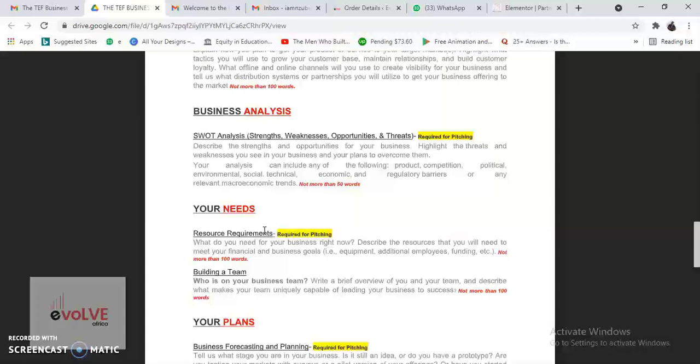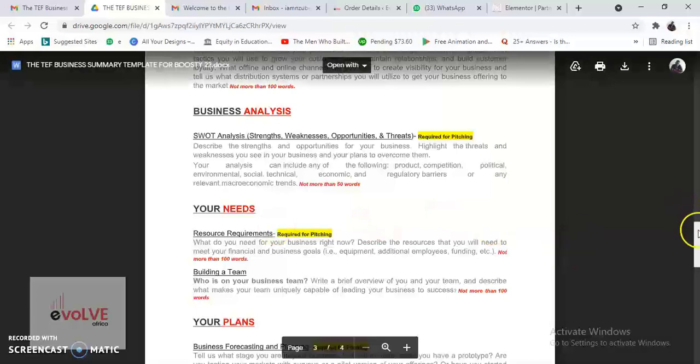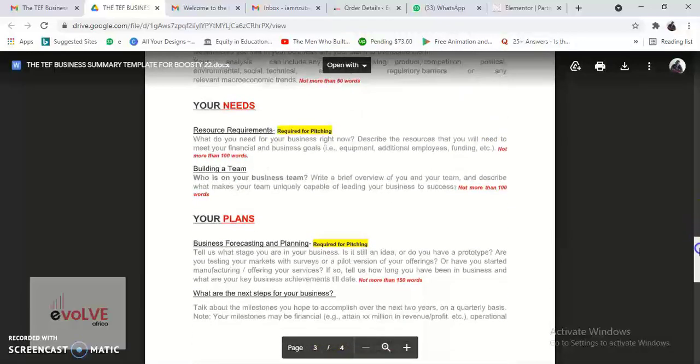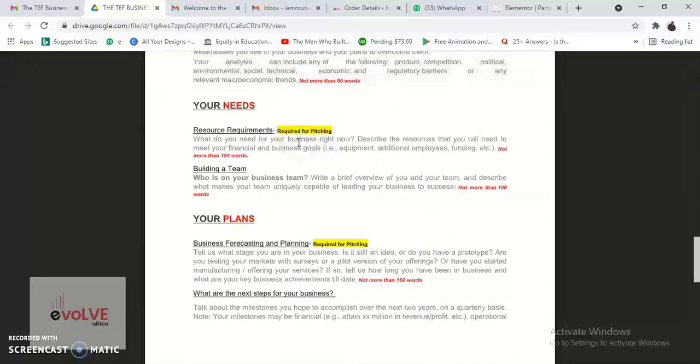So your needs. This is where you tell the team the funding you require, the human power you want, all of those. What do you need at this stage of your business? You have 100 words, which is enough for you to say a few things. So describe the resources that you will need to meet your financial and business goals. If you want to buy equipment, buy a car, rent a shop, whatever it is you want to do, here is the place to talk about it in detail.